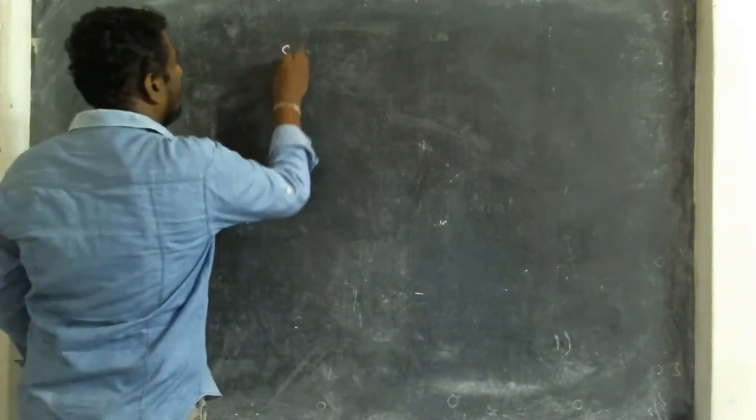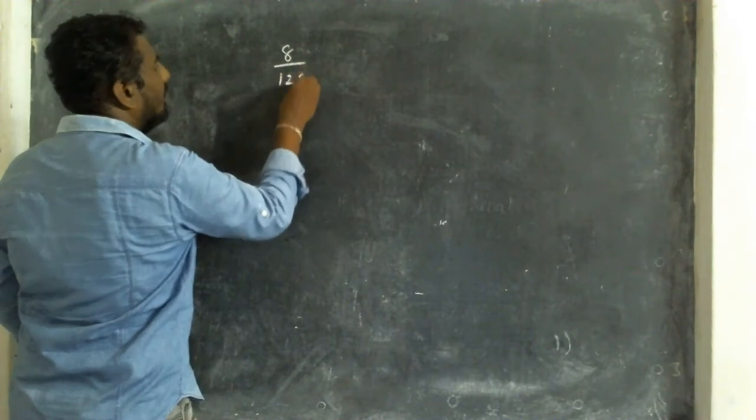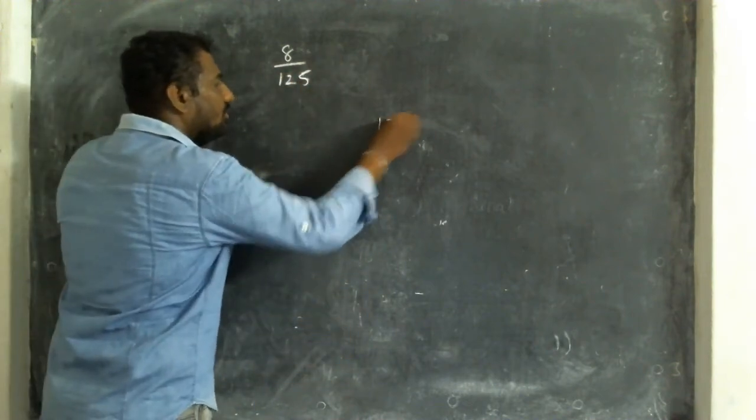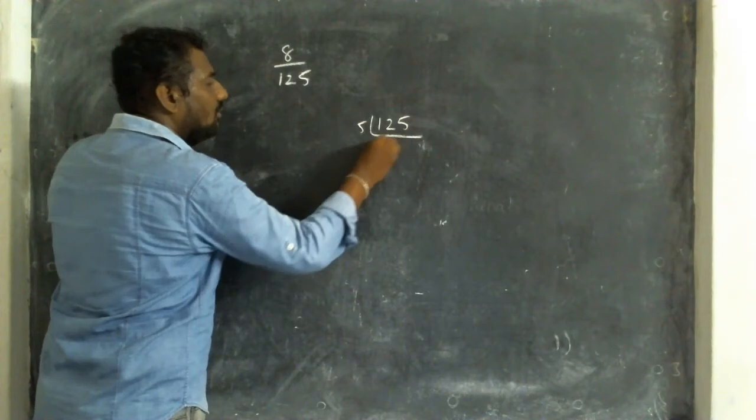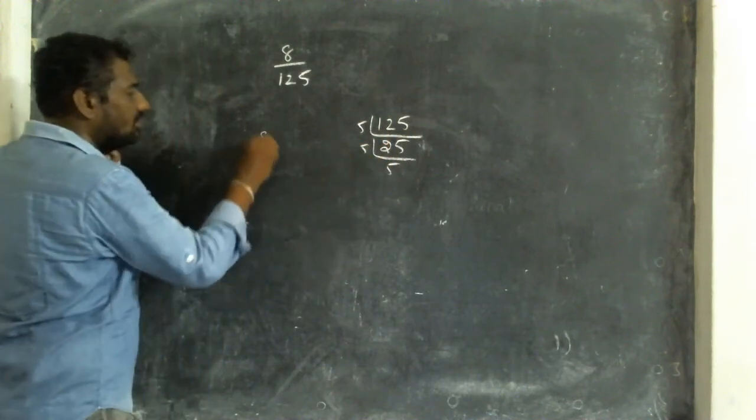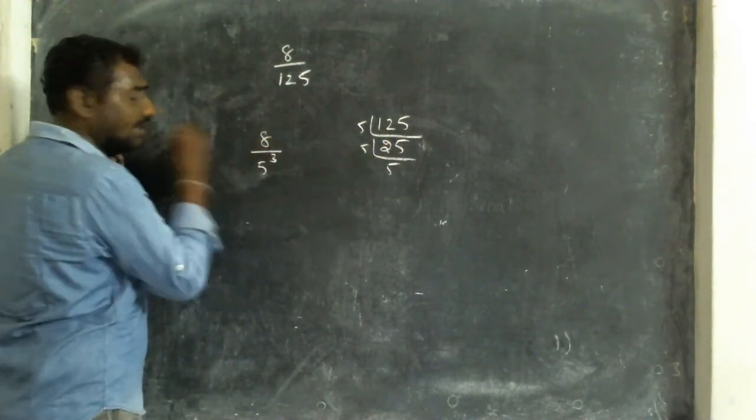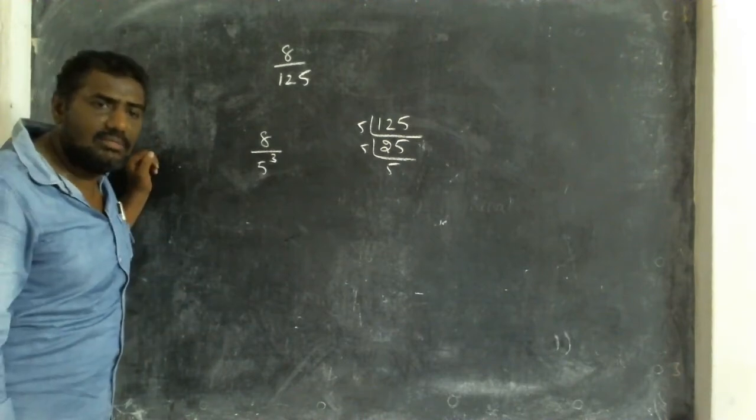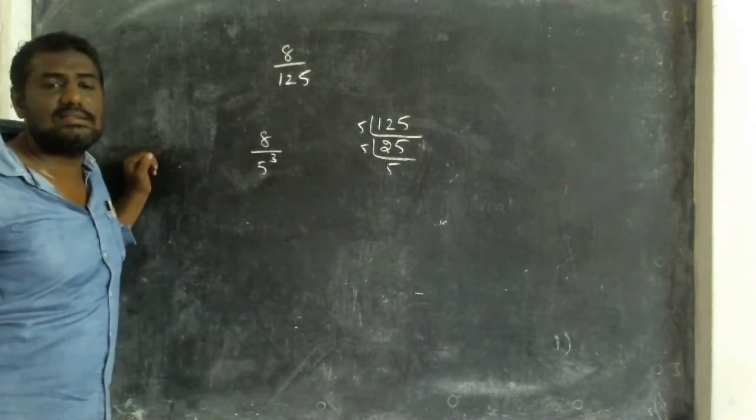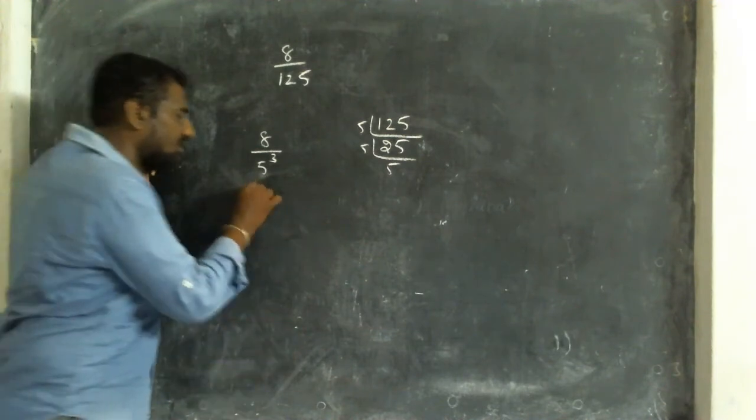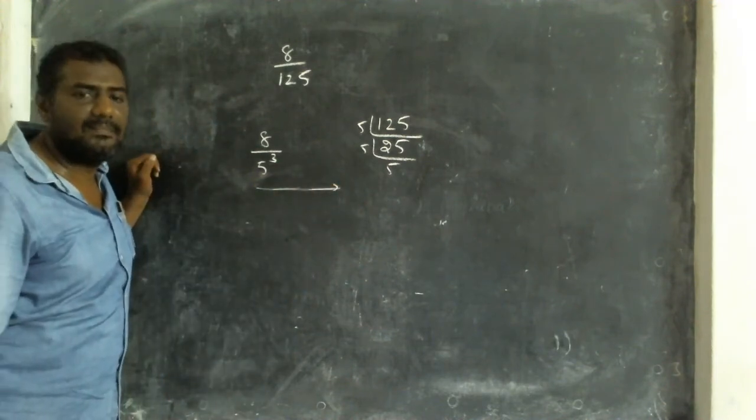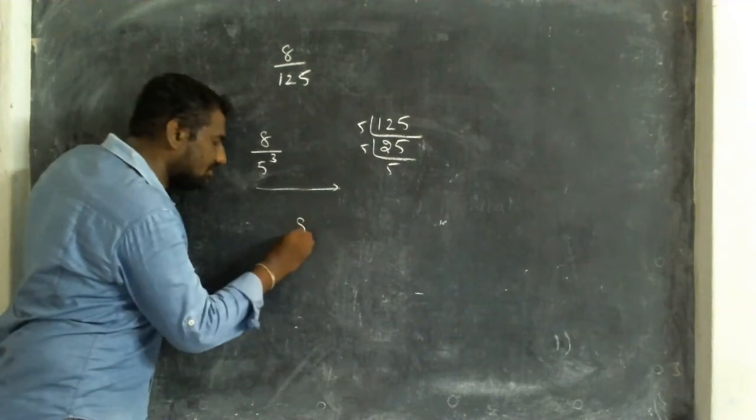8 by 125. 125 we can do with 5: 5 25s, 5 5s. 8 by 5 cube. Is it terminating or non-terminating? Terminating, because the denominator is in the form of 5 powers. You write your step: it is a terminating decimal. Now you write the decimal form.